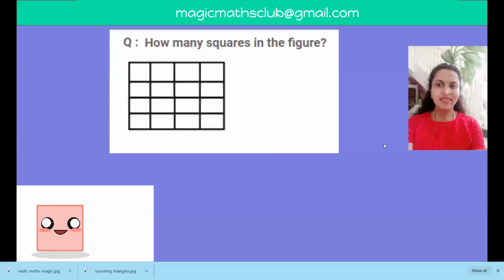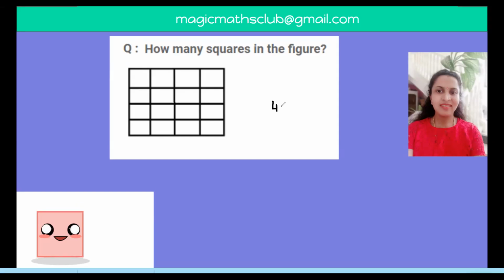How many squares are there in the figure? When we have to count the squares in the figure, that is a different question. When you have to count squares, this is a 4 into 4 grid. So it is simply 4 squared plus 3 squared plus 2 squared plus 1 squared. You can either use the formula, or you can solve this and add, and you will get the answer. So n equal to 4.